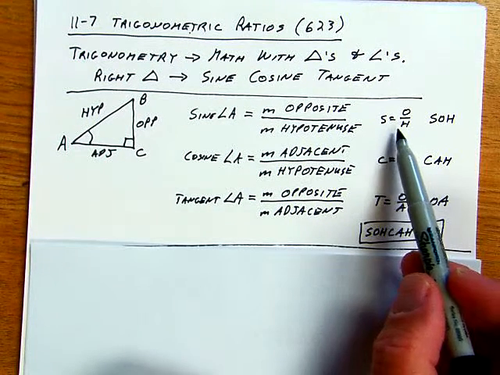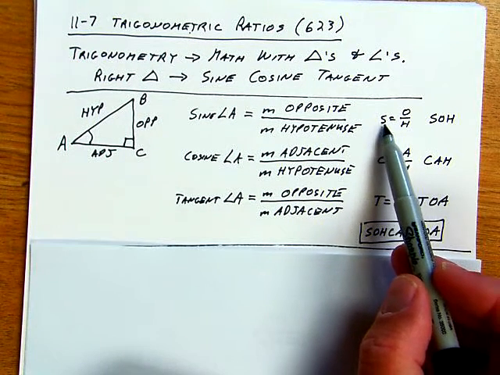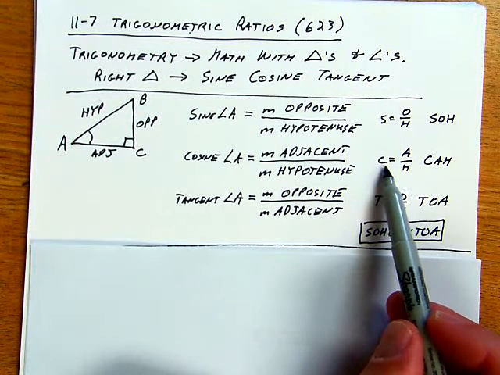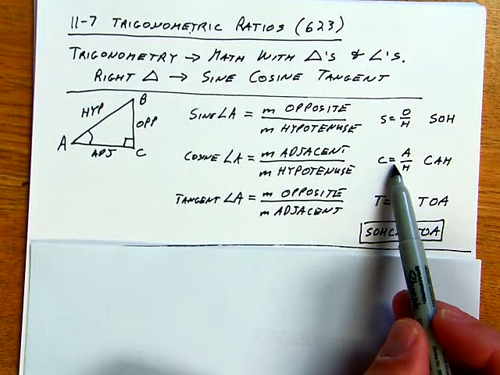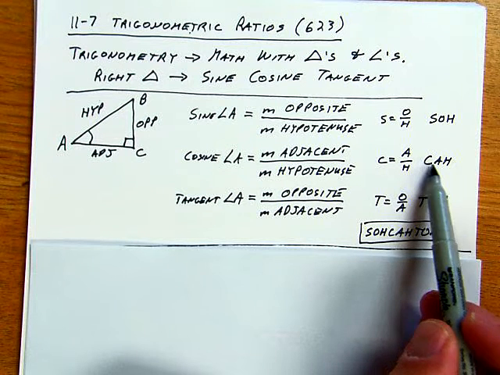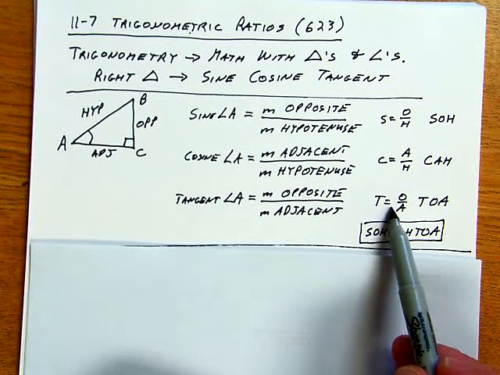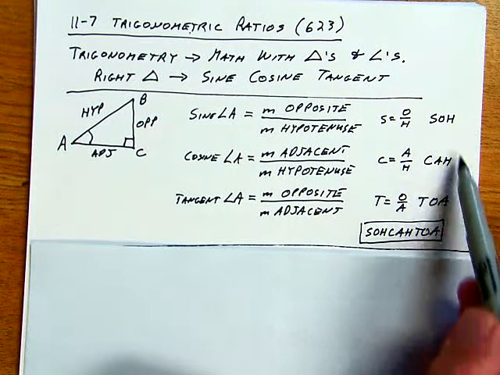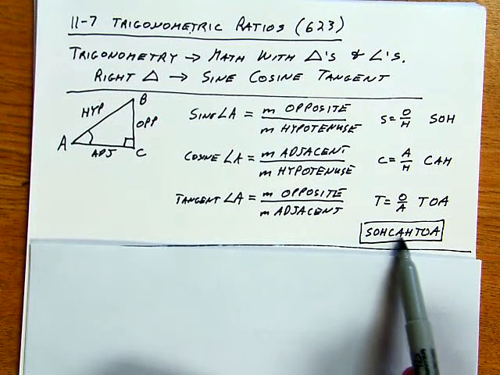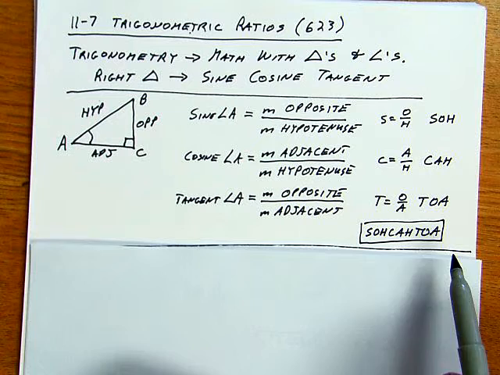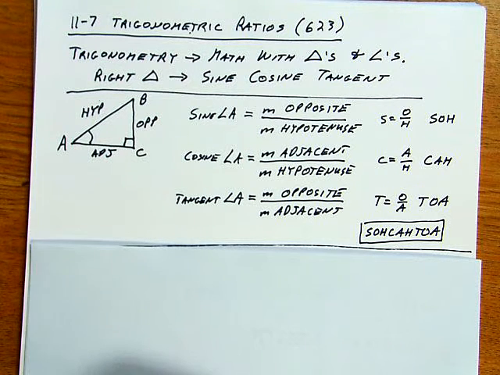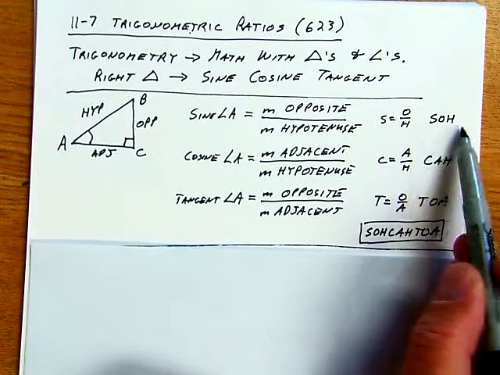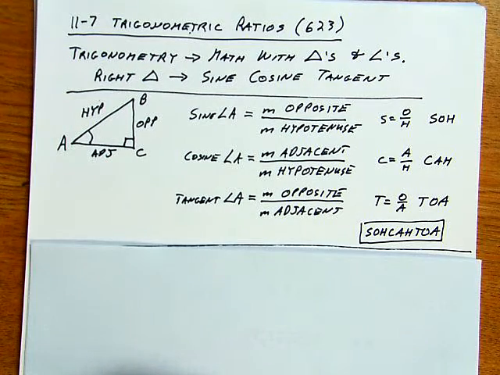A way to remember this is sine is opposite over hypotenuse, SOH. Cosine is adjacent over hypotenuse, CAH, and tangent is opposite over adjacent, TOA. And those three acronyms put together is SOHCAHTOA. And SOHCAHTOA is the word to remember how these all work together.